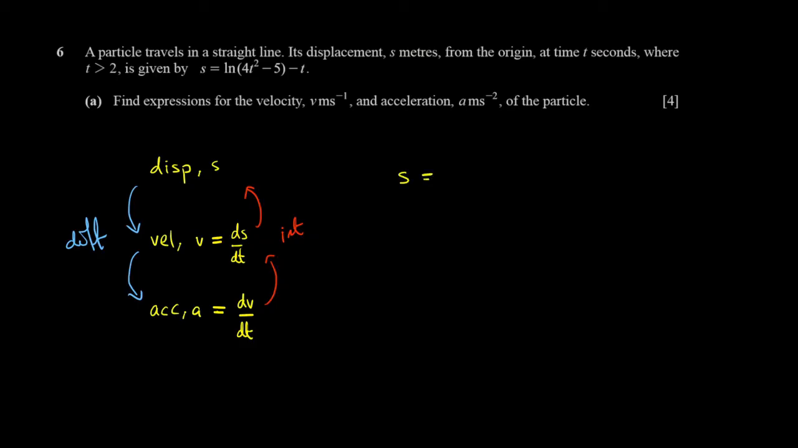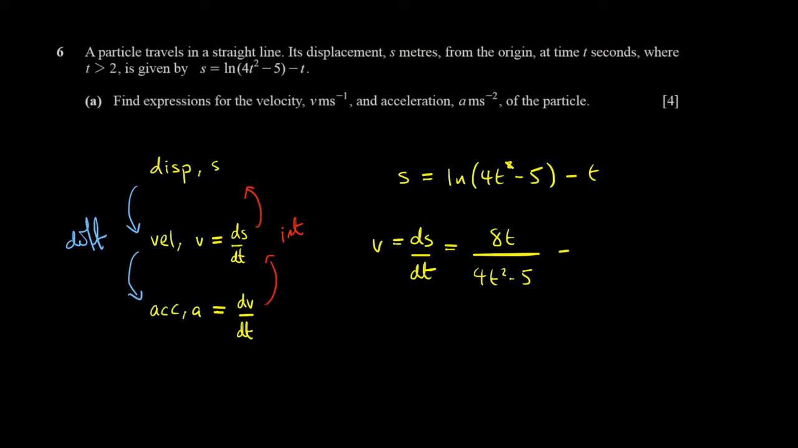Now, let's say we're starting with s, which is ln(4t² − 5) − t, and we want to find velocity. Well, velocity is ds/dt, as we've just said. So we need to differentiate this function. How do we differentiate a natural log? We take the thing inside the log, which is 4t² − 5 in this case, and put it on the denominator. Then we differentiate that expression. Differentiating 4t² − 5, we get 8t, and we put that on the numerator. Then if we differentiate t, we get 1. So we get 8t over 4t² − 5, minus 1.